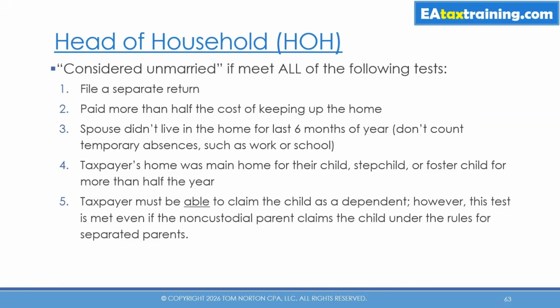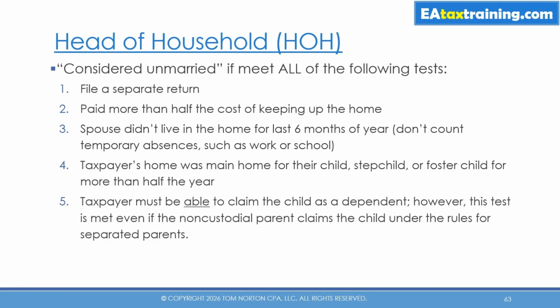Also, then the taxpayer's home has to be the main home for their child, stepchild, or foster child for more than half the year. So in this instance, in order to be considered unmarried, it cannot be anyone other than your child or stepchild or foster child that is living with you. A qualifying person for head of household can be someone else. We'll talk about that in a little while. So the qualifying person for head of household doesn't necessarily have to be your child. But to be considered unmarried, it does have to be your child.